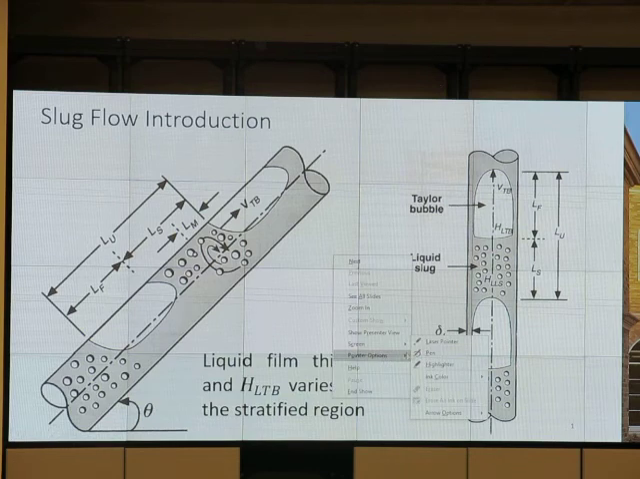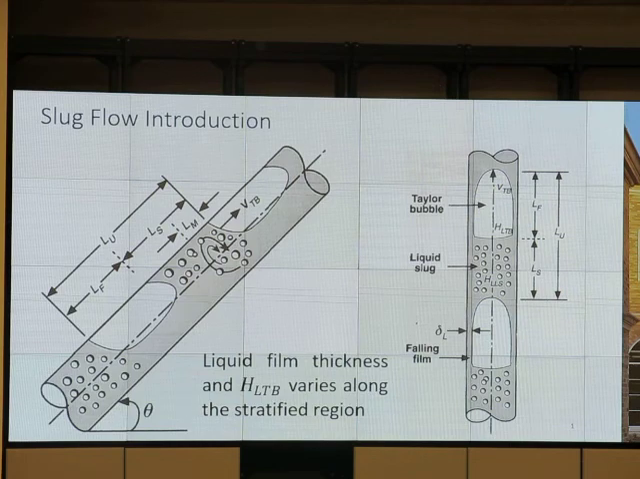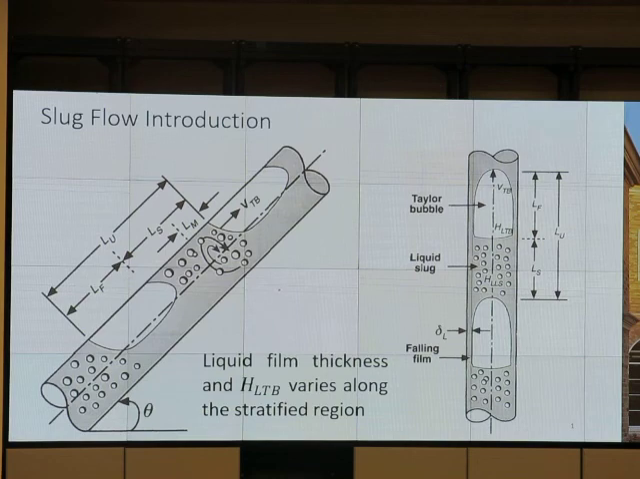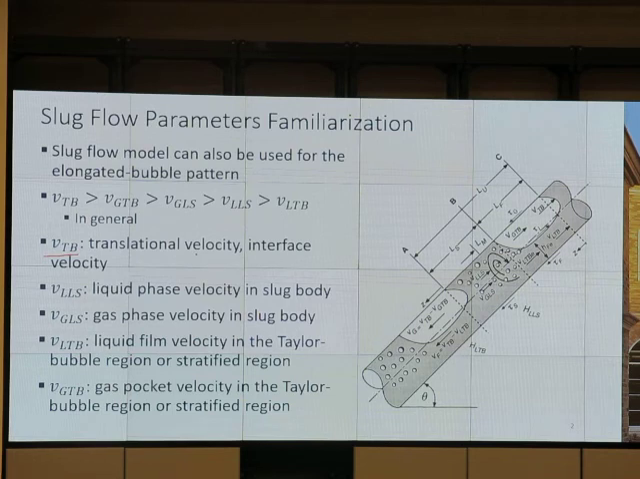Gas inside the bubble moves slower. Okay, so we are talking about the case where the bus travels faster than the passenger, right? So when the bus travels faster than the passenger, some passengers drop behind. So there's some gas over there. Gas in this gas pocket moves slower than the interface itself. VGTB is the gas velocity in the film zone. VLTB is the liquid velocity in the film zone, or liquid film. VGLS is the gas velocity in the slug liquid body. This is the definition. I hope you get familiar with this. Everything that is sub LS is inside the slug body. Everything that is sub TB is in the film zone. Good.